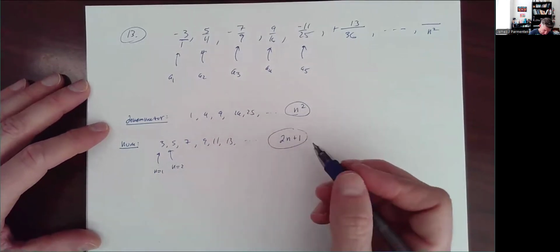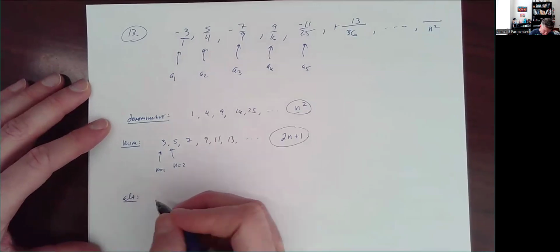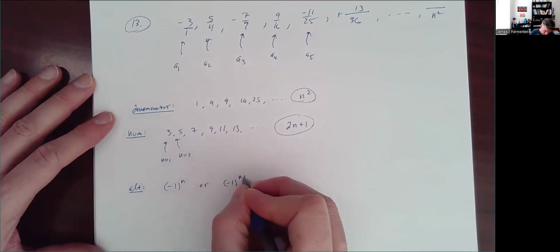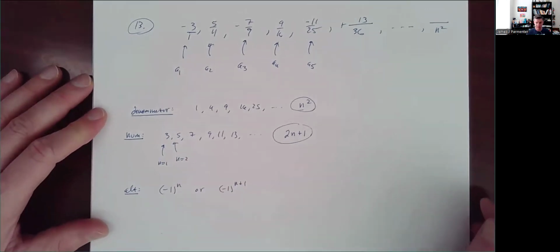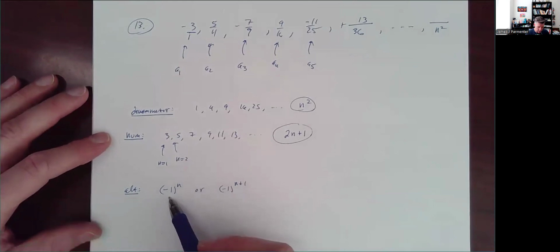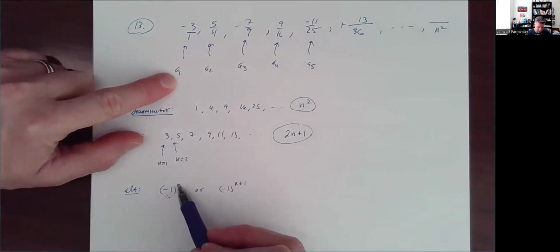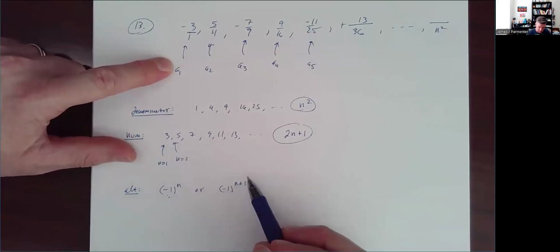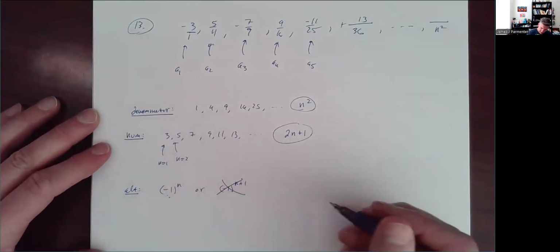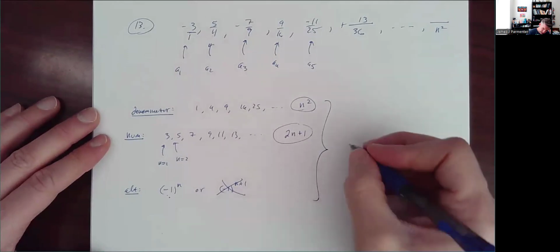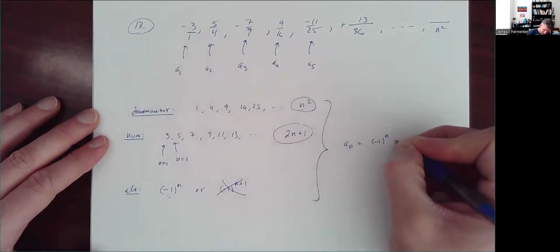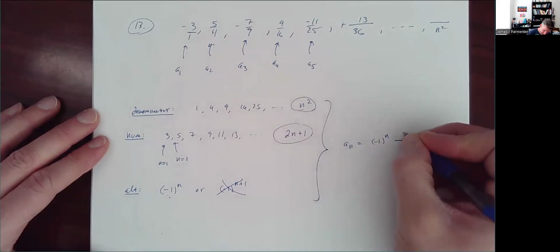Okay. And then it's alternating. So we need either a -1 to the n or a -1 to the n plus 1. And basically, you just decide which one by testing the first point. If you plug in 1, -1 to the 1 is -1. That's what I want. I want a negative first. I don't want -1 to the 2, which is +1. Not this one, this one. So putting all these pieces together, our a sub n is going to equal -1 to the n times the fraction, 2n plus 1 on top, n squared on the bottom.